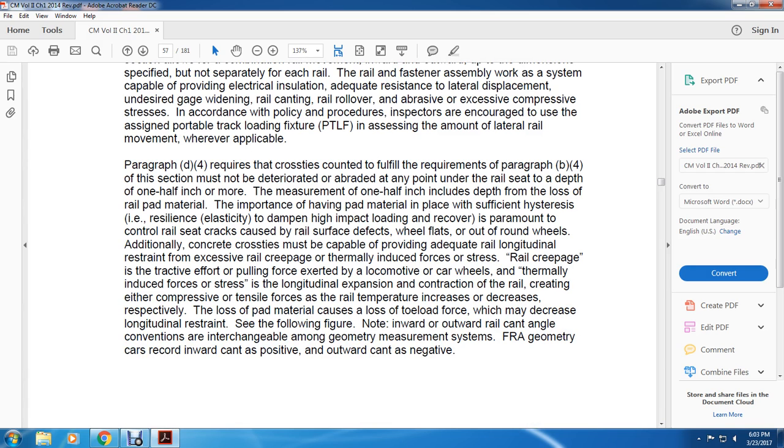All right, paragraph D4 requires the cross ties be counted with the full requirements of paragraph B4 for the section deteriorated or abraded at any point under the rail seat to a depth of 1/2 inch or more. The measurement of 1/2 inch includes the depth of the loft of the rail pad. The importance of having the pad material in place provides sufficient hysteresis, resilience, elasticity, and dampening of impact loading, and recovering the two is paramount to the control.